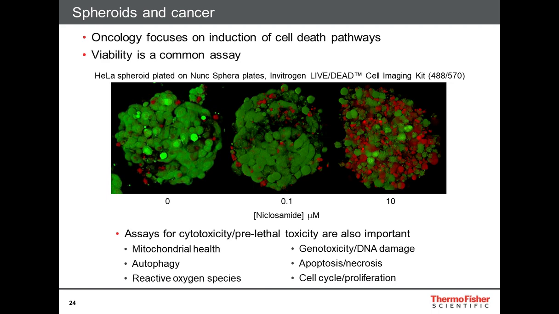and we see a dose-dependent response here. So this is one common assay, but as I mentioned, there are many other things that we might be interested in measuring, things that are potentially measuring pre-lethal toxicity as well, things like mitochondrial health, reactive oxygen species, apoptosis, or proliferation and cell cycle. So we'll look at examples of some of these other assays now.